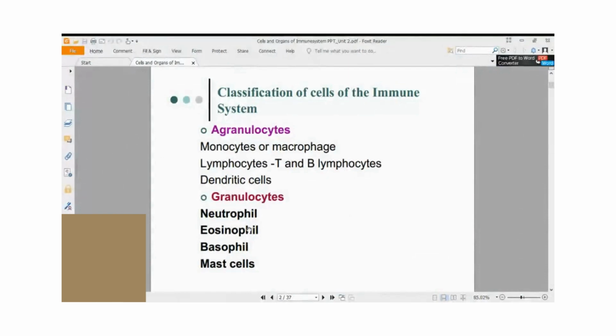But for the time being, keep in mind the granulocytes that are generally seen in the blood smear are neutrophils, eosinophil, and basophil. Mast cells are not seen in the blood picture. They are found attached to the blood vessels, in the endothelial lining. Whereas the agranulocytes are monocytes, which convert themselves into macrophages, and the lymphocytes, which I already told you are T and B lymphocytes, but classified as lymphocytes. In the blood picture you also don't get dendritic cells. Dendritic cells are within the tissue spaces. They are another category of antigen presenting cells.